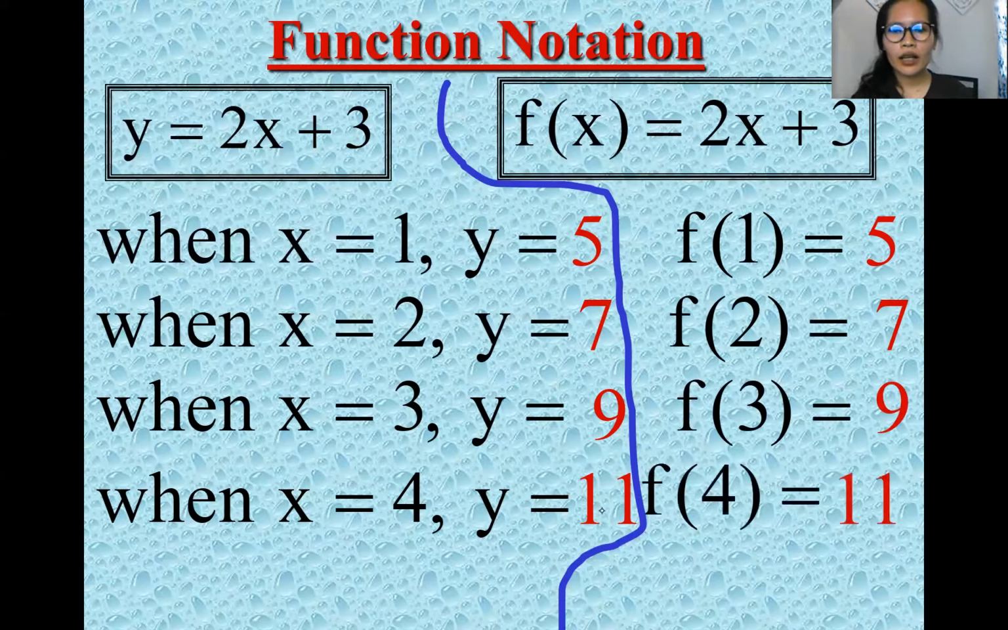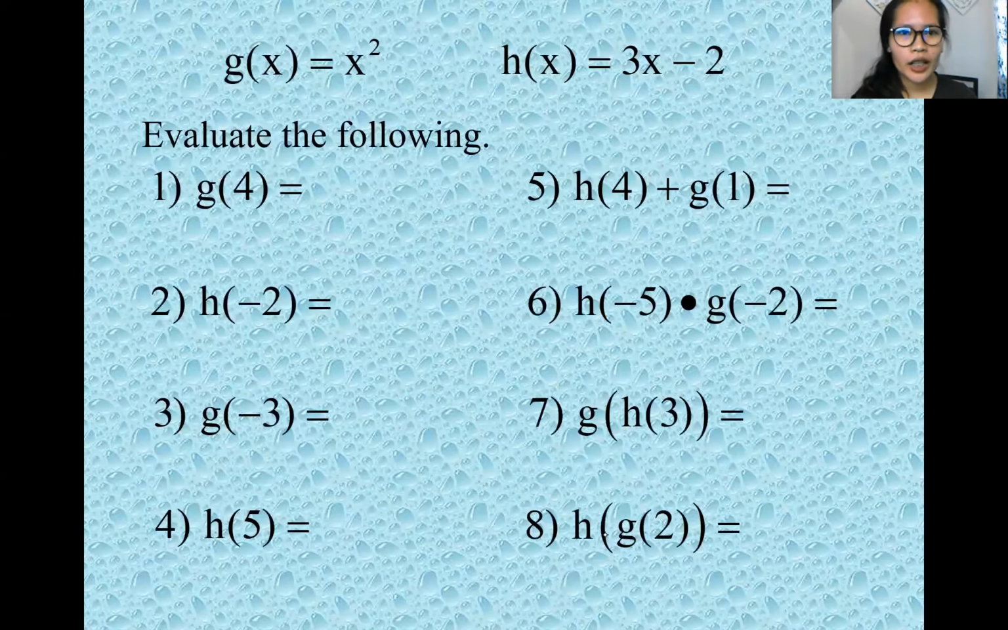How about f of negative 4? So that would be 2 times negative 4, negative 8, plus 3, the answer is equal to negative 5. Can you follow? Okay. So how about this one? G of x is equal to x squared. We have here also h of x is equal to 3x minus 2. So we are going to evaluate the following.